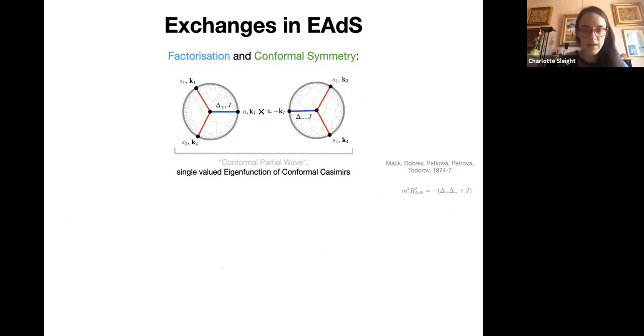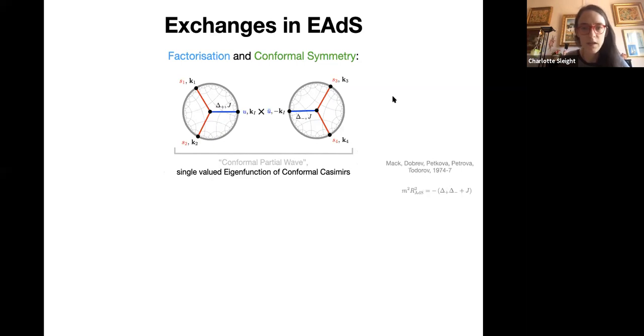For factorization, you can just think about taking the constituent 3-point contact diagrams, which mediate the exchange that you want to compute, and multiplying them together. There's a unique object that you can form that is consistent with conformal symmetry, and it's this one here on the slide, where the internal leg of one of the 3-point factors is subject to the delta plus, the Dirichlet boundary condition, and the other is subject to the delta minus boundary condition, the Neumann boundary condition. This object in conformal field theory is often referred to as a conformal partial wave.